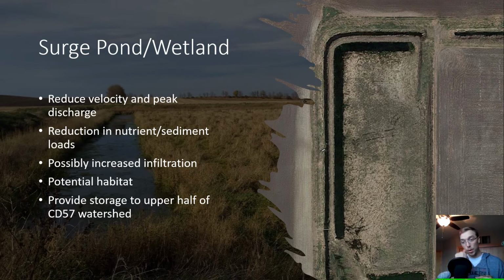And then there was what we call a surge pond and a wetland. The idea here is that you're reducing velocity and peak discharge. There's a reduction in sediment and nutrient loads for the exact same reasons we've been talking about, and possibly increased infiltration, so more water is seeping into the subsurface. There's an increase in potential habitat for migratory bird species, and it actually provided storage to the upper half of the watershed.